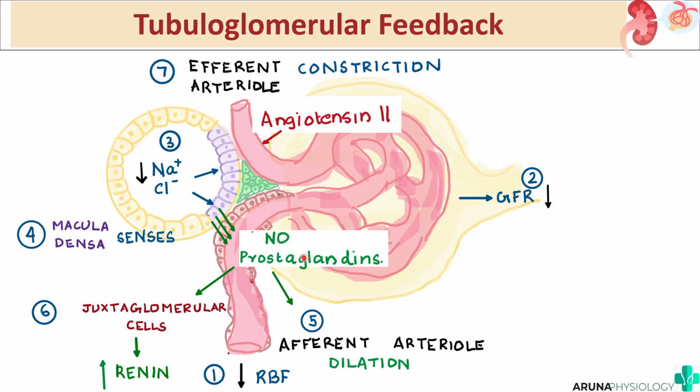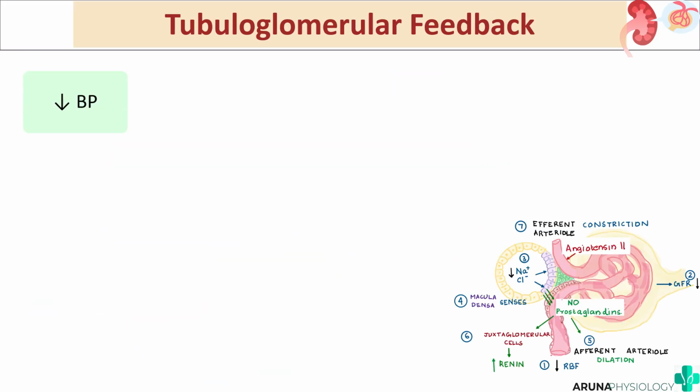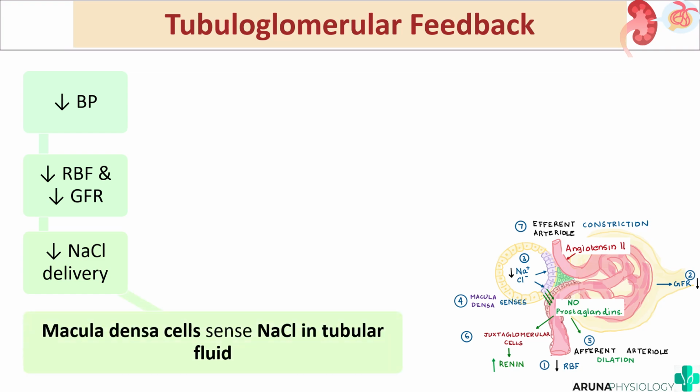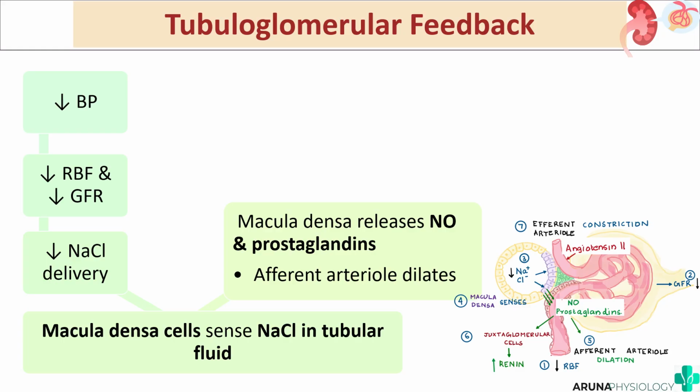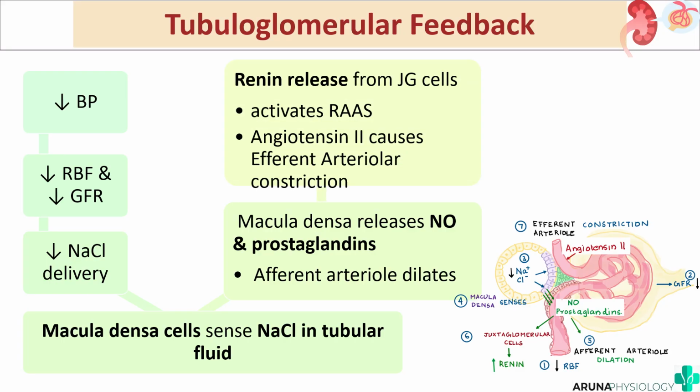So that is how the system works if there is decreased renal blood flow. If there is decreased BP, there is decreased RBF and GFR, and decreased sodium chloride delivery. The macula densa cells sense the sodium chloride in the tubular fluid. It releases nitric oxide and prostaglandin, so the afferent arteriole dilates. It also causes release of renin, which activates the renin angiotensin aldosterone system. Angiotensin 2 causes efferent arteriolar constriction and thereby restores the GFR. Okay, so this is the mechanism of autoregulation that is present in the kidneys.